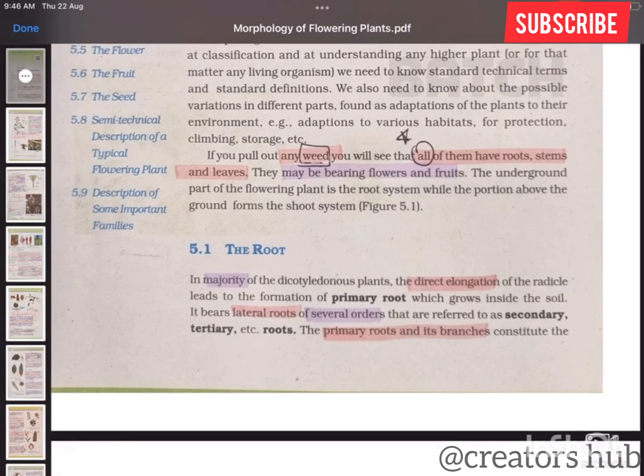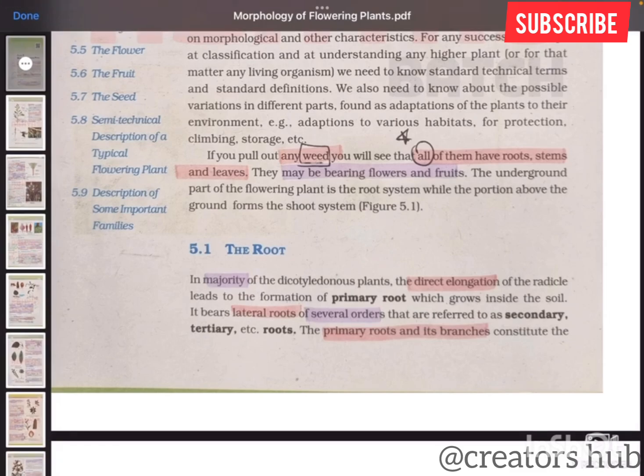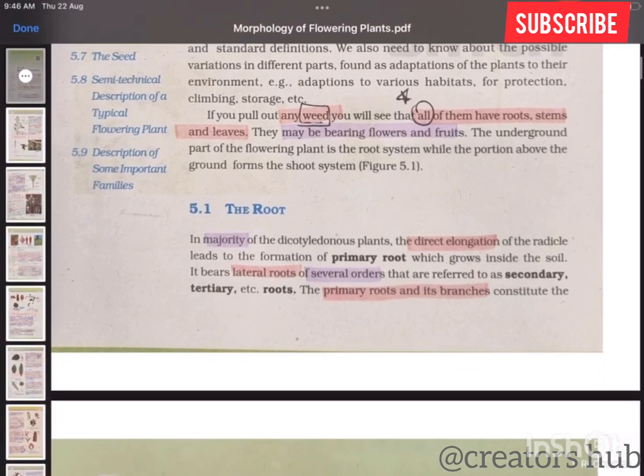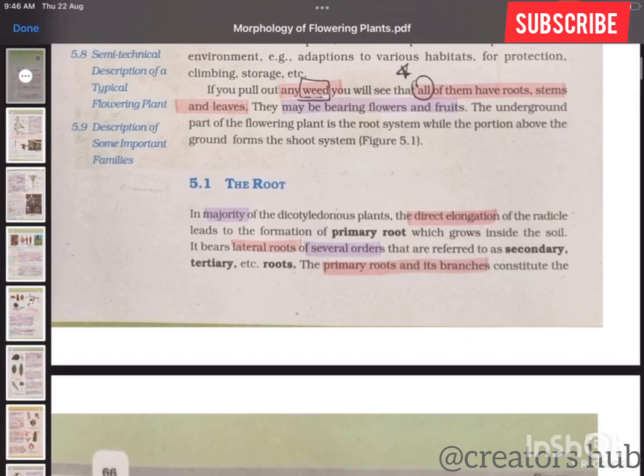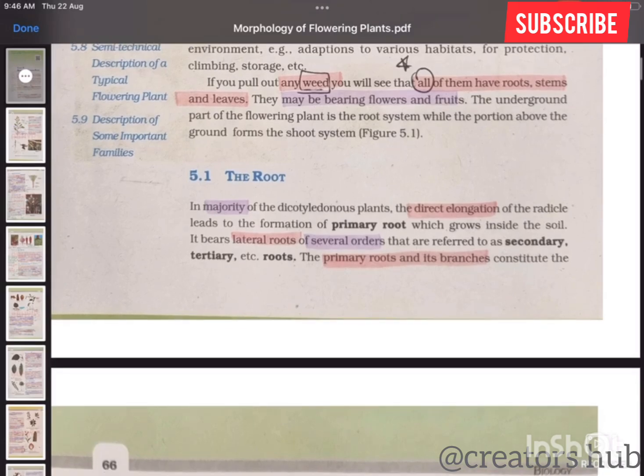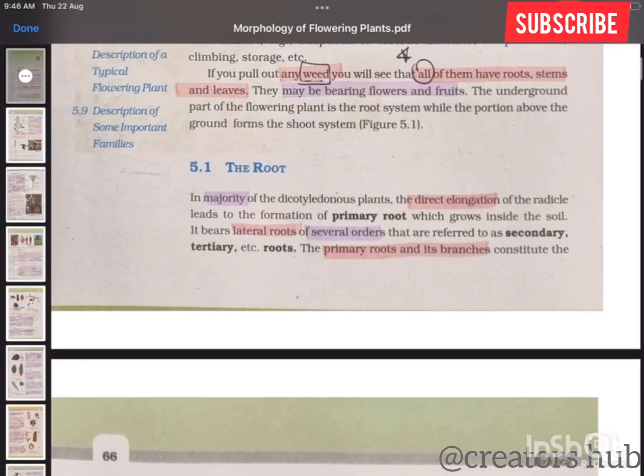If you pull out a weed, you will see that all of them have roots, stem and leaves. They may be bearing flowers and fruits. The underground part of a flowering plant is the root system, while the portion above the ground forms the shoot system. Now moving on to the root.